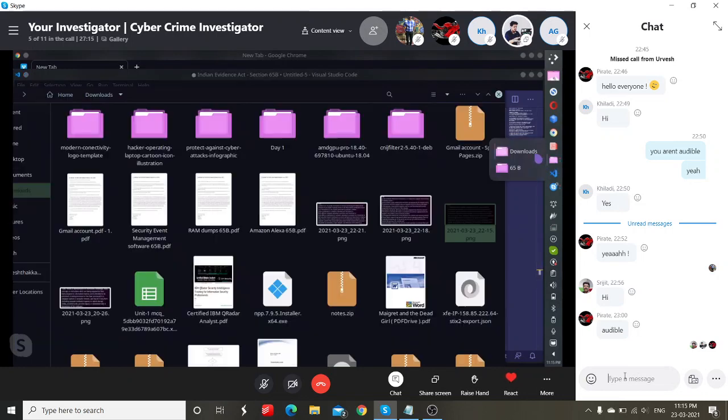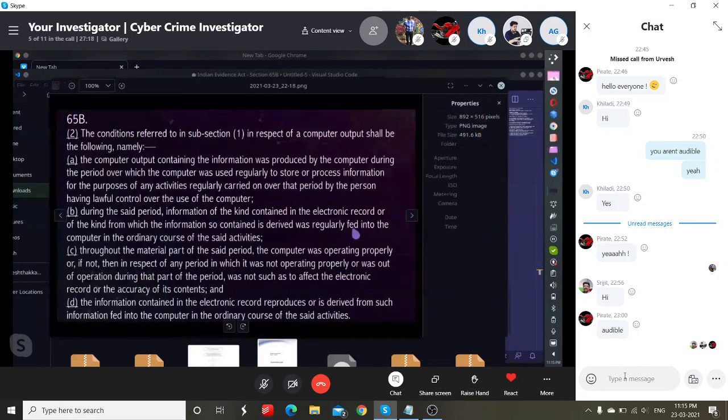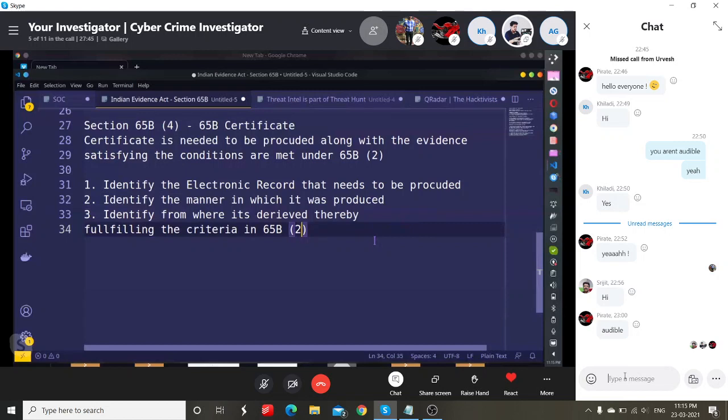So this criteria, these particular points should be fulfilled, right? Then, the computer was used regularly in terms of storing, receiving and processing the information. The information contained was derived from what was regularly fed into the computer, and the computer was operating in a proper state, and so on. These conditions are to be fulfilled under this section 65B subclause 4.